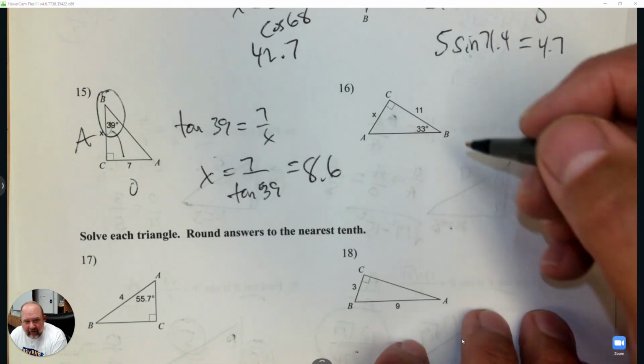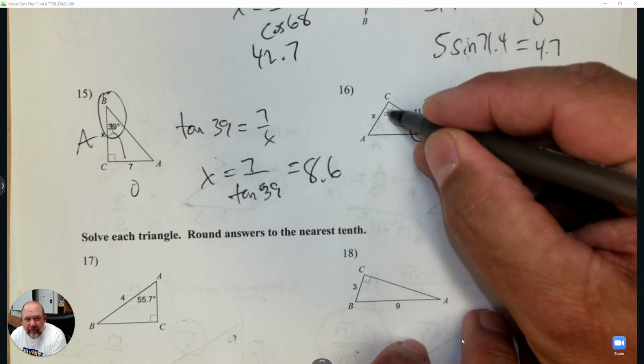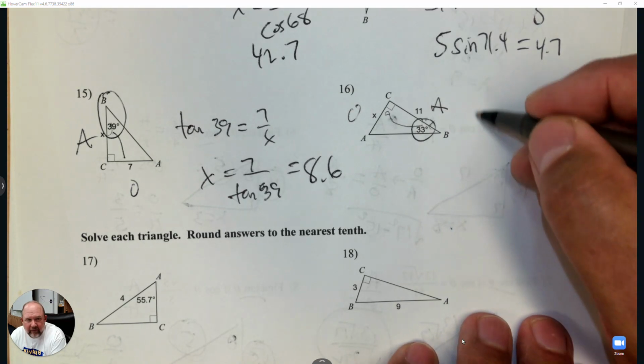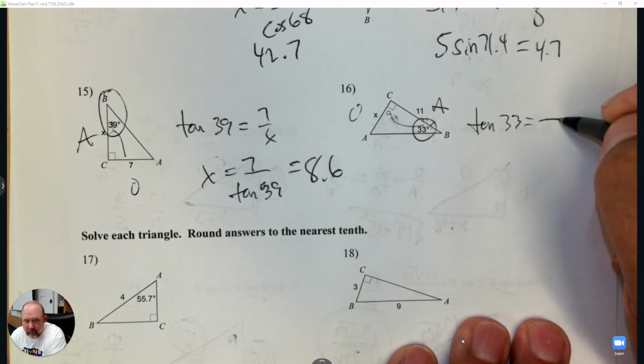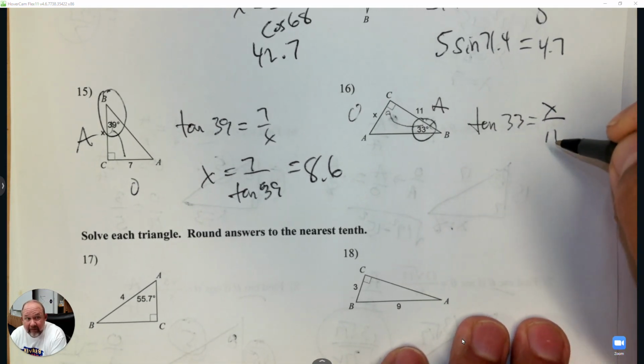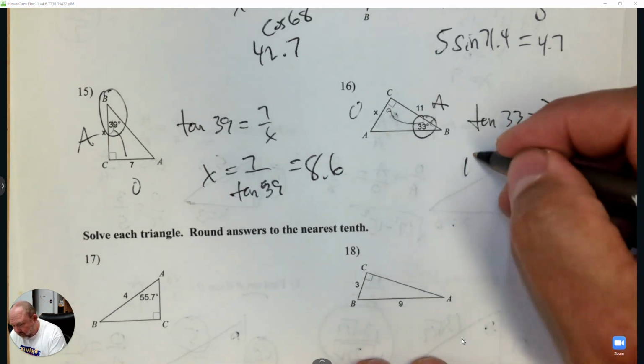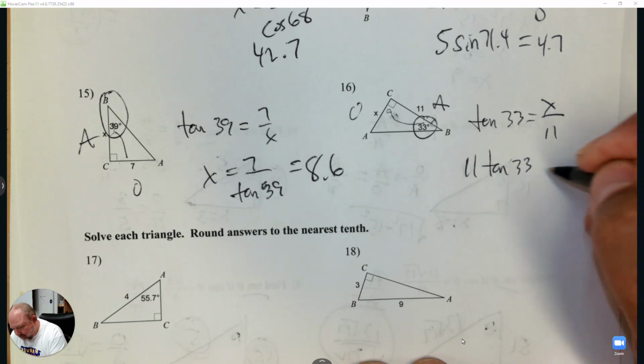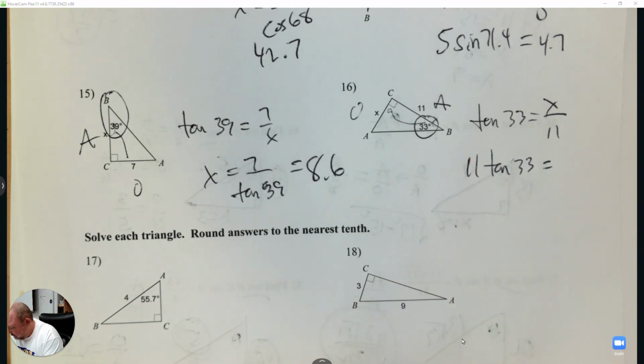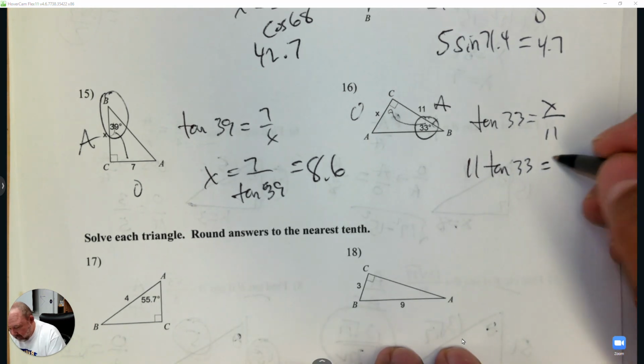All right, last one like this. Opposite and adjacent. So that's tangent 33 is equal to x over 11. Again, the variable's in the numerator, so we're going to multiply these together. So 11 times tangent 33, and you get 7.1.